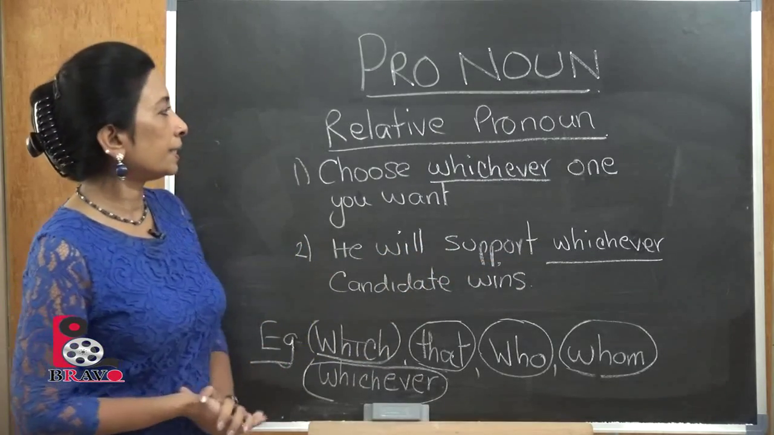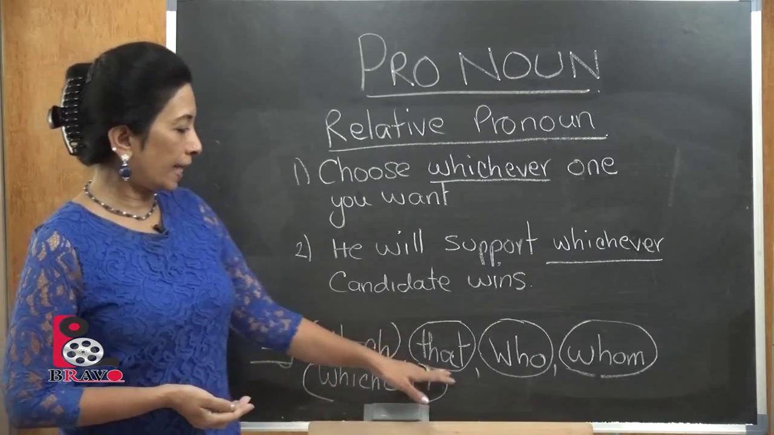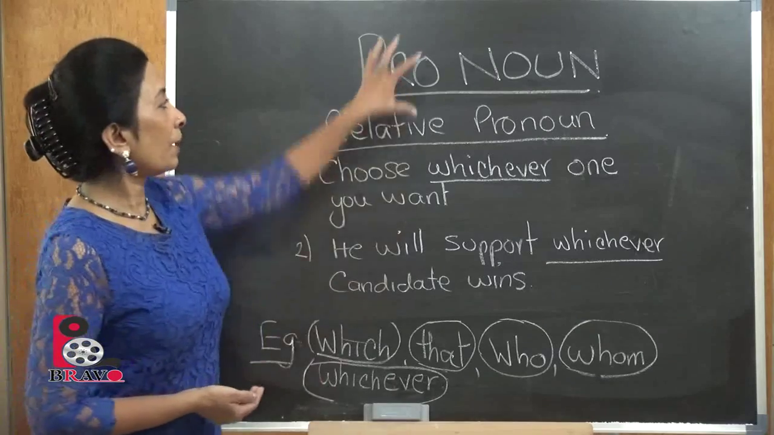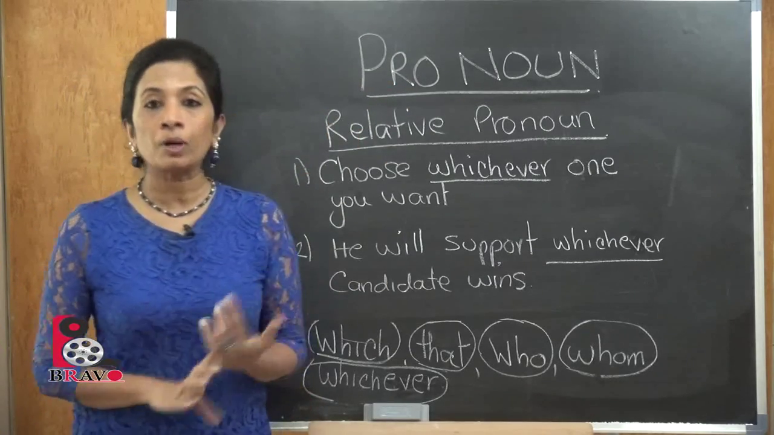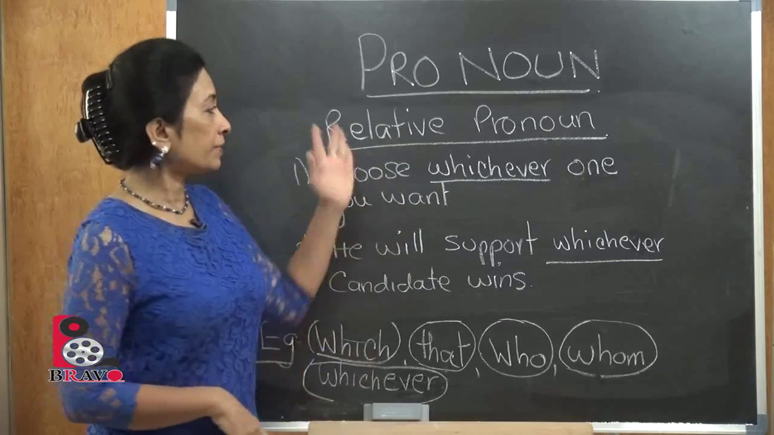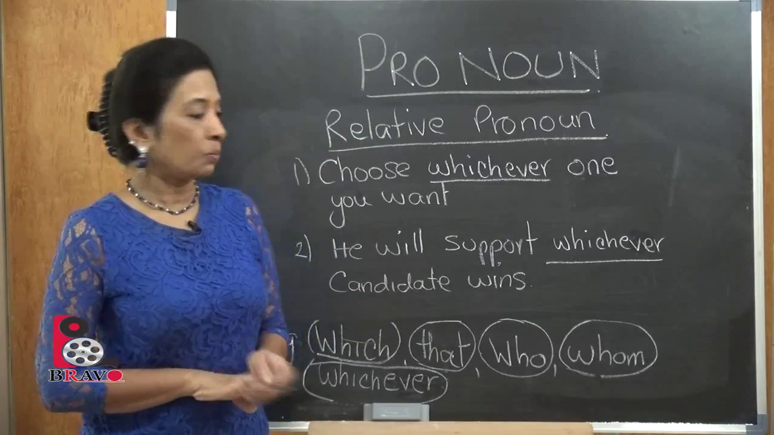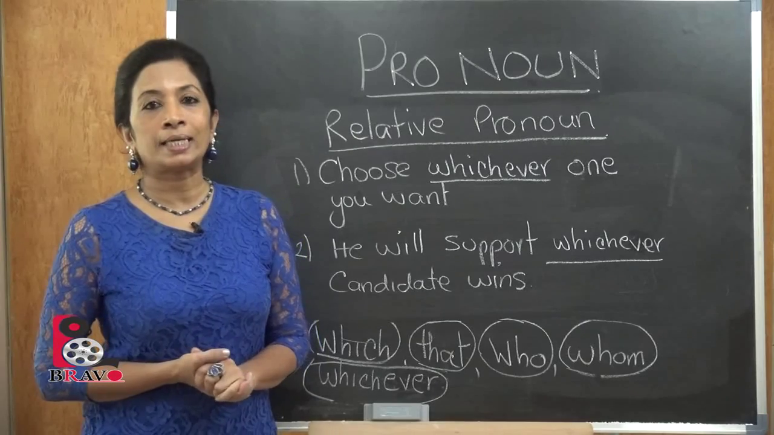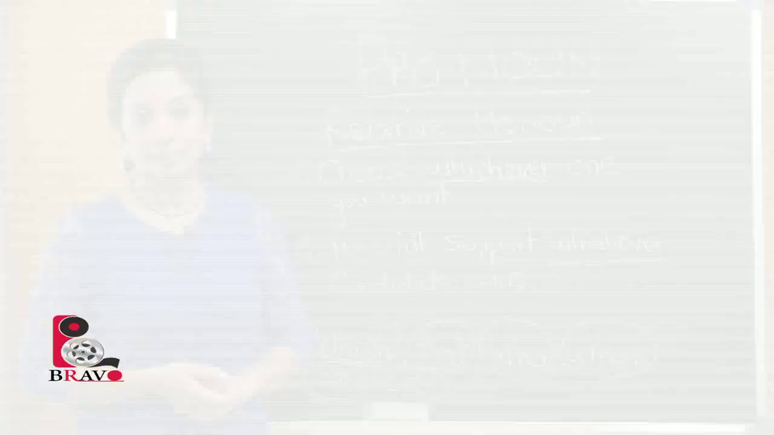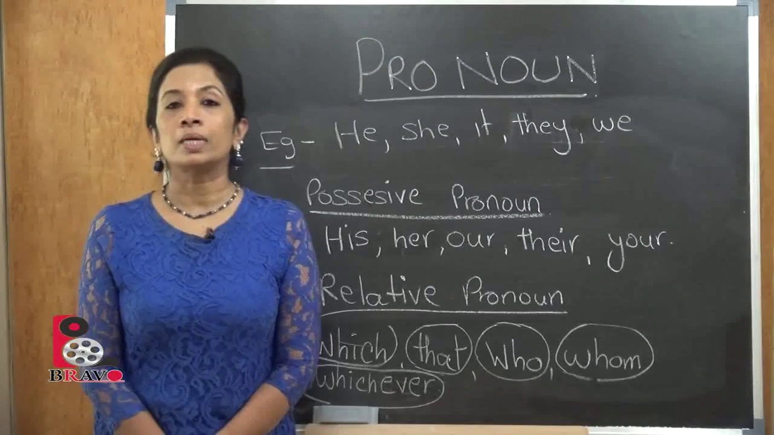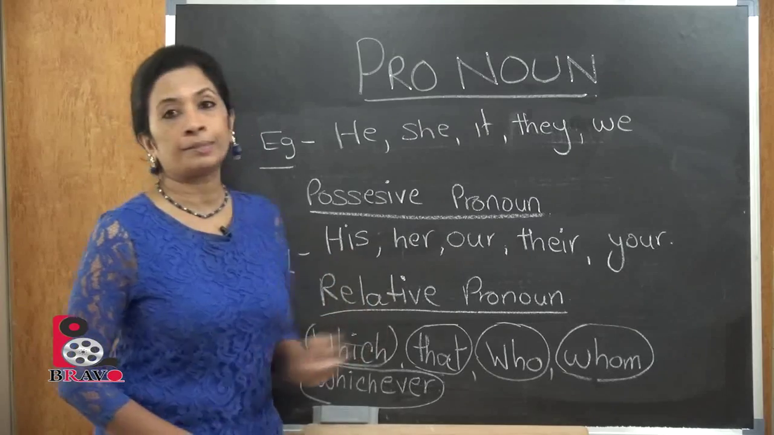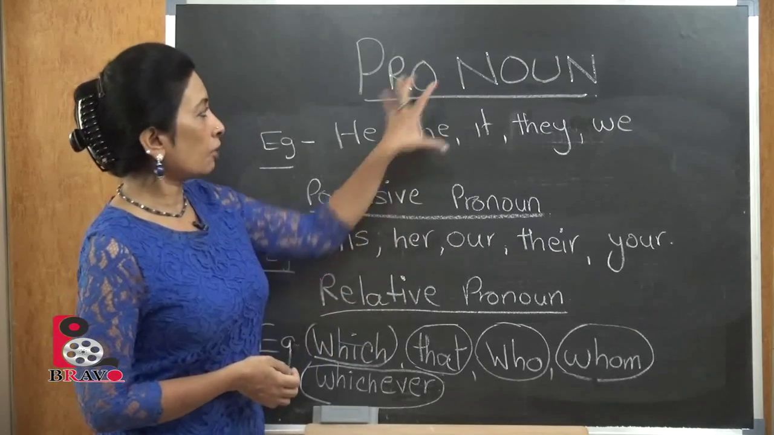So these are the relative pronouns: which, that, who, whom, whichever. So in the family of the pronoun, we have seen the pronoun by itself, we have seen the possessive pronoun, we have seen the relative pronouns, which are commonly used words that now you will understand where to use in the sentences. Let me summarize the pronouns. We looked at pronouns, possessive pronouns and relative pronouns.